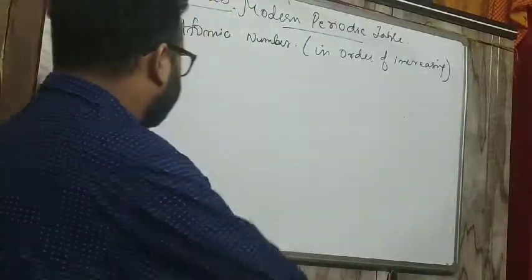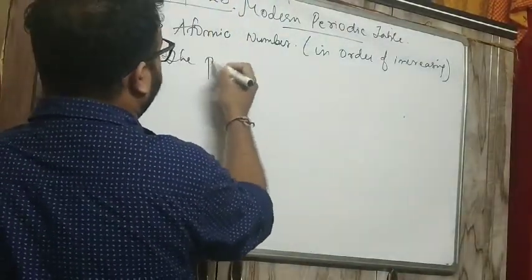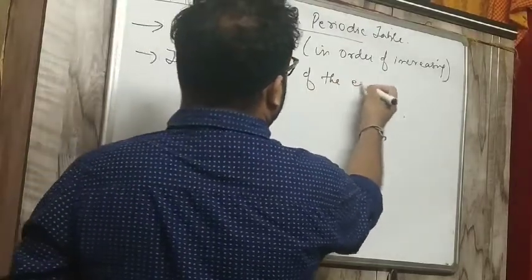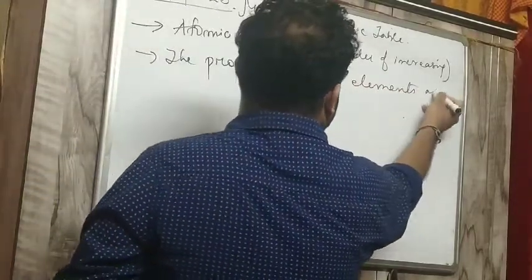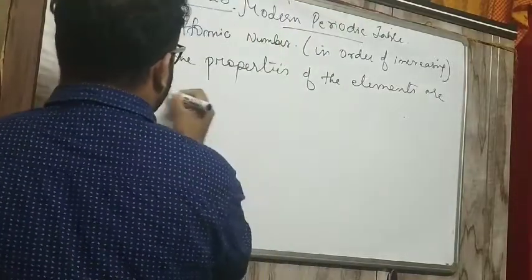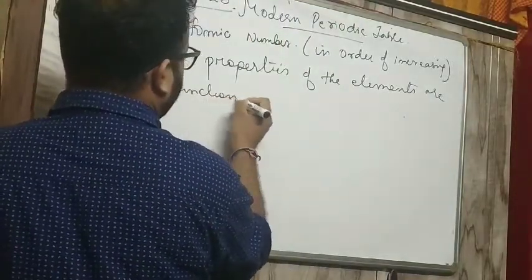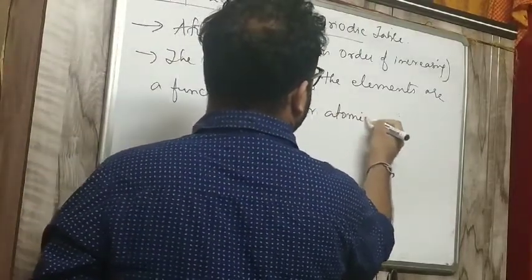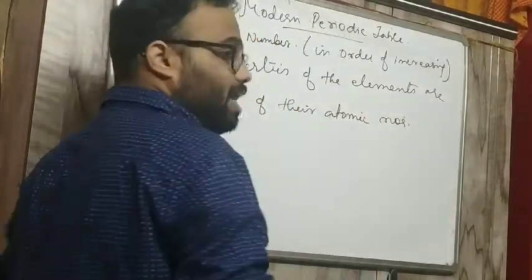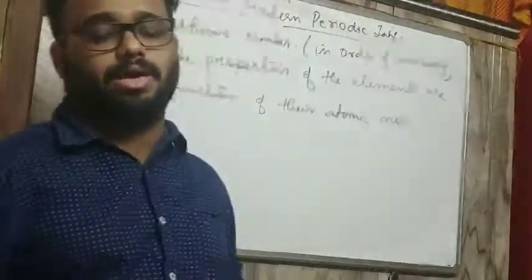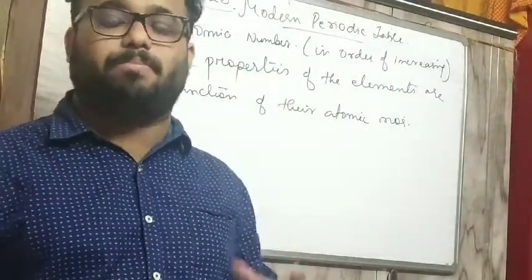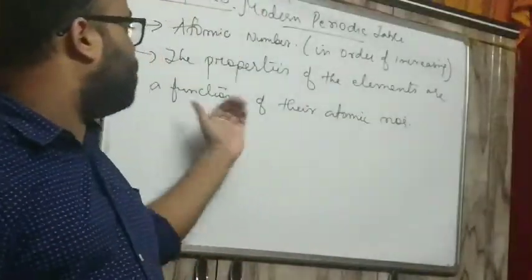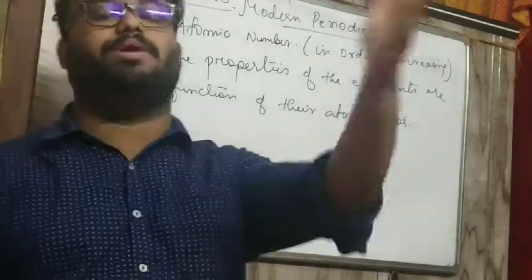So, students, the properties of the elements are a function of their atomic numbers. In Mendeleev's law it was stated that the properties of the elements are a periodic function of their atomic masses. Now the properties of the elements are a function of their atomic numbers.